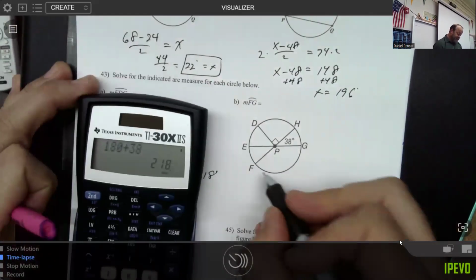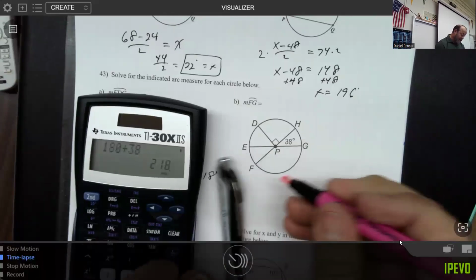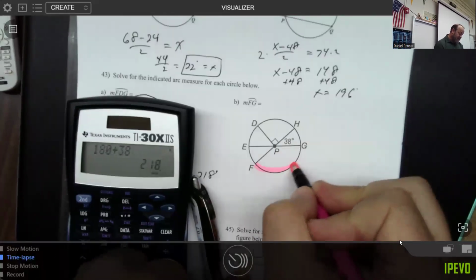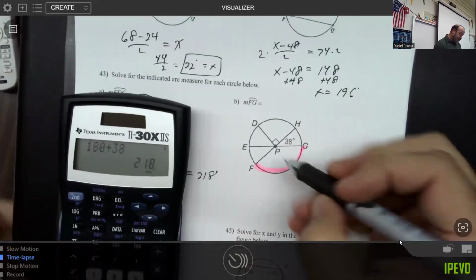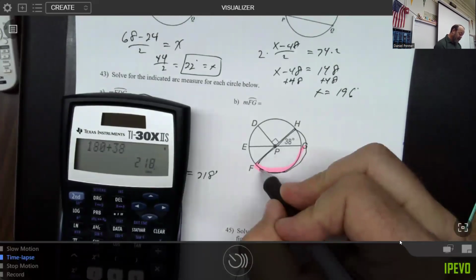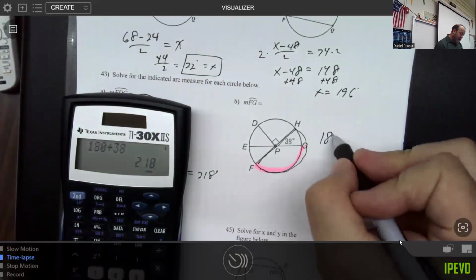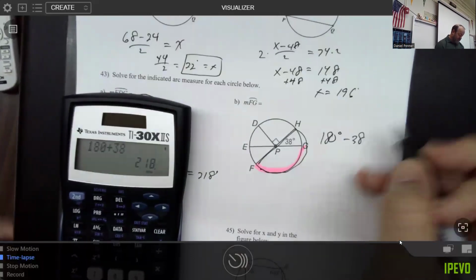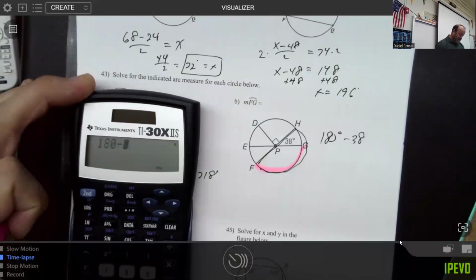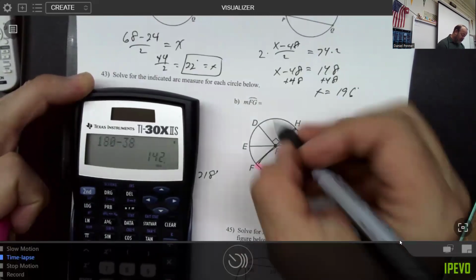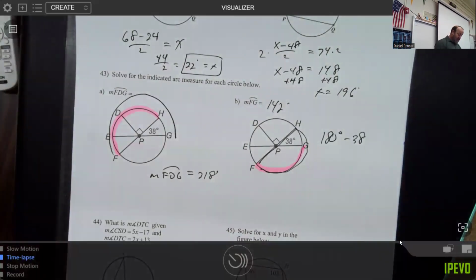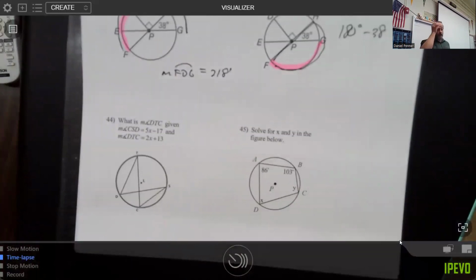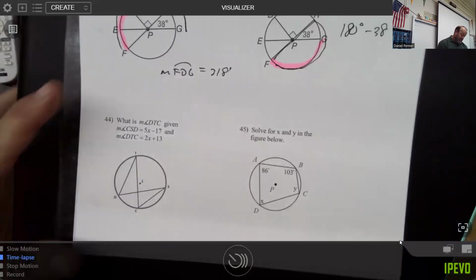Now FG is what we're looking for this time, and that's interesting because see, this is a semicircle right here, so this time I take the 180, but I need to lose 38 degrees to get down to the value, so that would make it 142 degrees. Perfect. All right, 2 more to go, and then we're done with this set of pages.